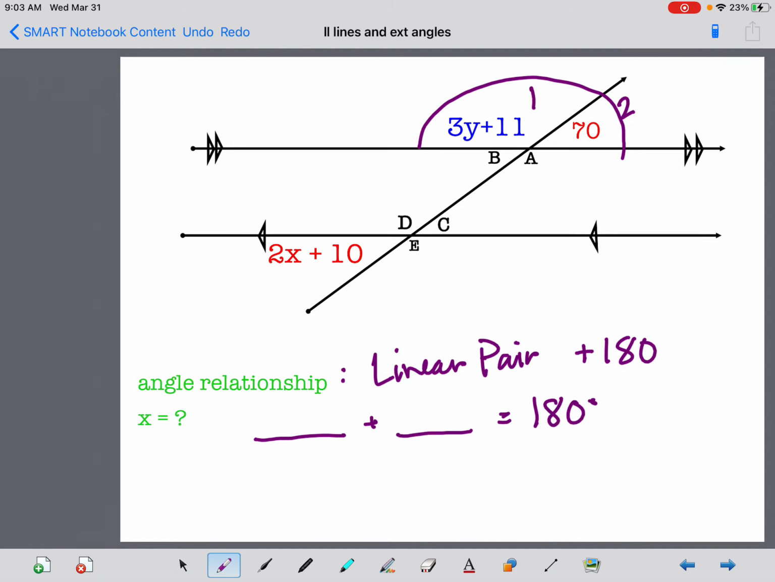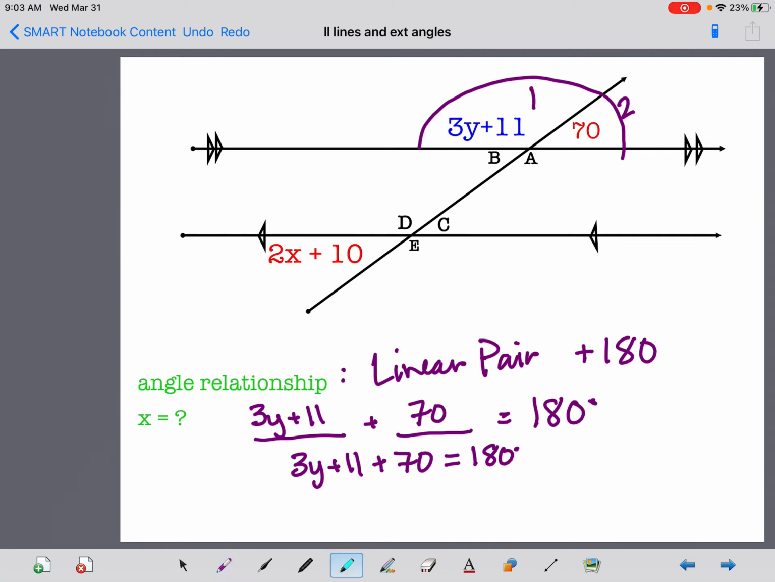Well, what is angle 1? Angle 1 is 3y plus 11, and angle 2 is 70. So here is what my equation looks like. 3y plus 11 plus 70 is equal to 180 degrees. Now I just use that equation and solve for y.